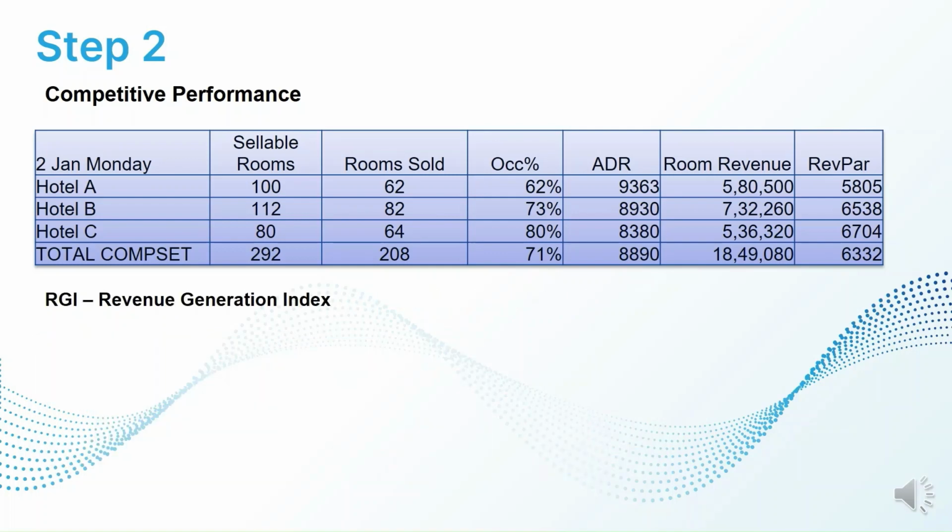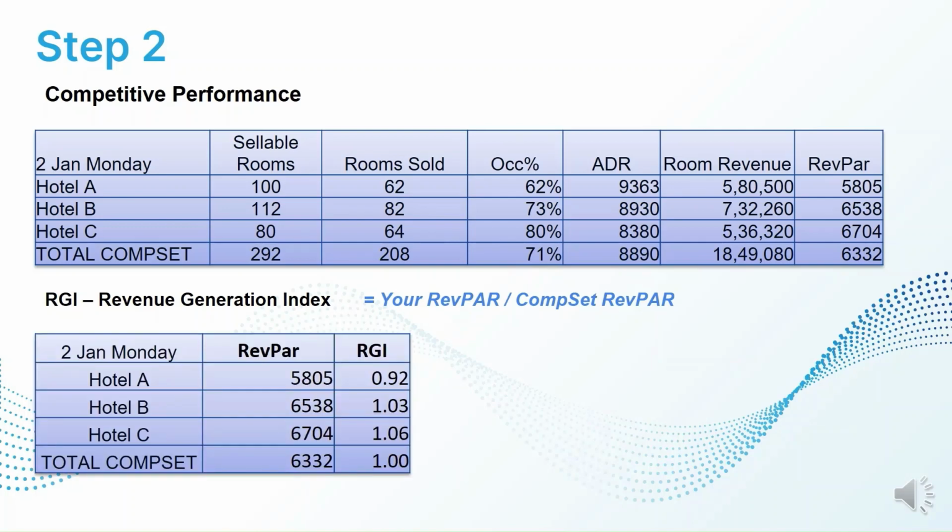Now we're going to talk about the most important matrix, which is the Revenue Generation Index, or RGI. This is holistic because it measures your RevPAR performance divided by the comp set RevPAR performance. And we already understood the importance of RevPAR when we are looking at internal performances. In this case, the RGI of Hotel A is 0.92, Hotel B is 1.03, and Hotel C is 1.06. And the ideal RGI being 1, Hotel A is definitely not meeting their RGI levels. Rank-wise, Hotel A is rank 3, Hotel B is rank 2, and Hotel C is rank 1.